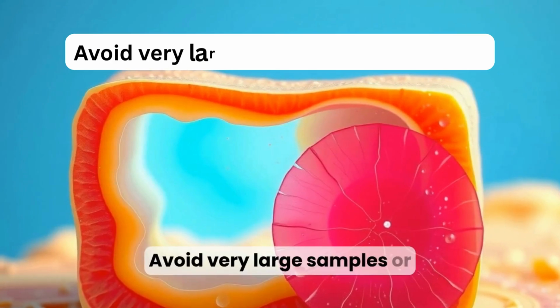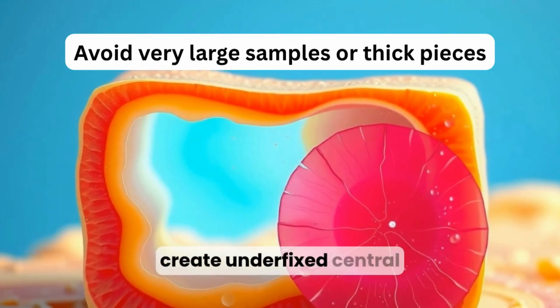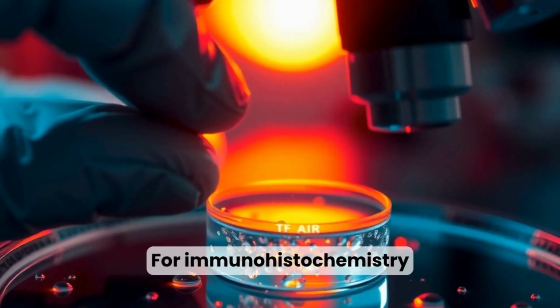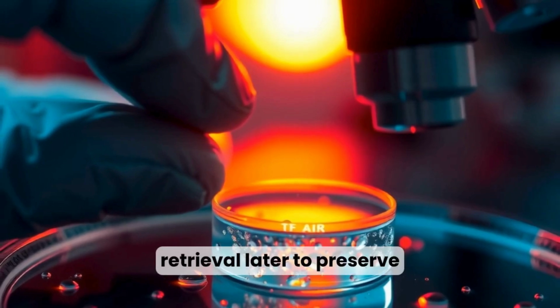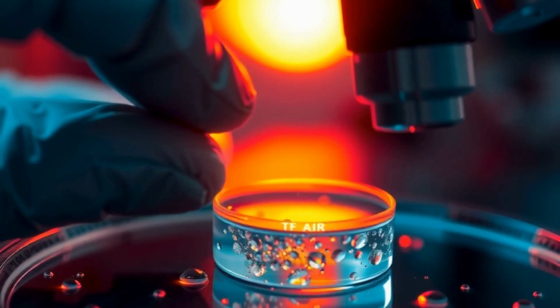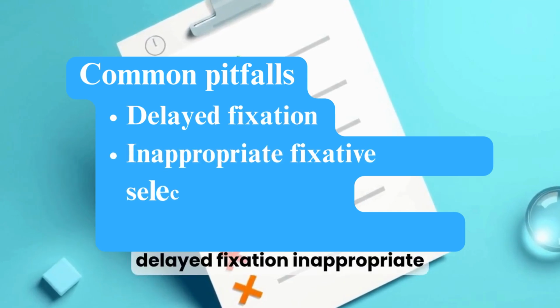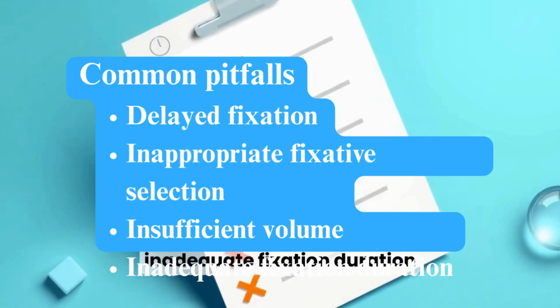Avoid very large samples or thick pieces that impede fixative penetration and create underfixed central regions with artifacts. For immunohistochemistry, fixation may require milder conditions or antigen retrieval later to preserve target molecules for antibody binding. Common pitfalls include delayed fixation, inappropriate fixative selection, insufficient volume, and inadequate fixation duration.